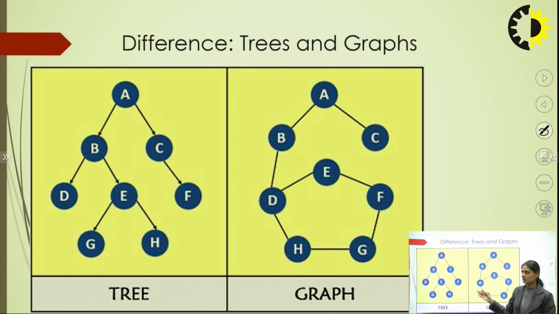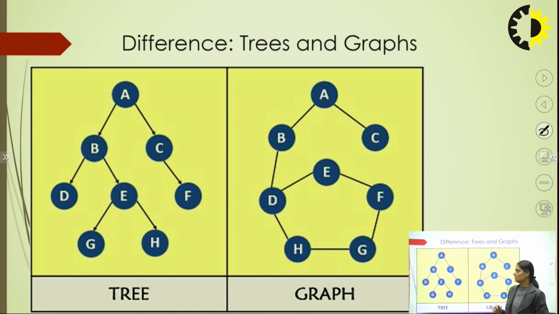This is the difference you can see between a tree and a graph. Over here, this is a tree. The tree has 1, 2, 3, 4, 5, 6, 7, 8 nodes, starting from A to H. And we can see that there is only a single path from one node to another. Just like from vertex A to vertex F, there is only a single path: from A we can move to C, from C we can move to F. Similarly, from B to H, we can go from B to E, E to H. No other path is there.